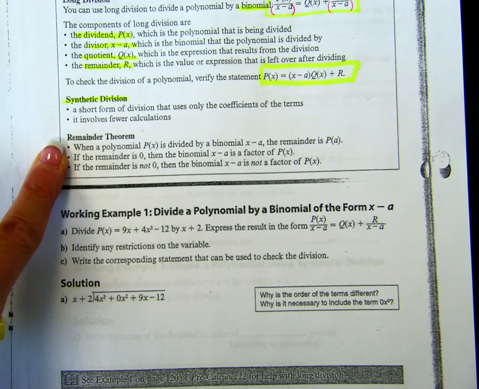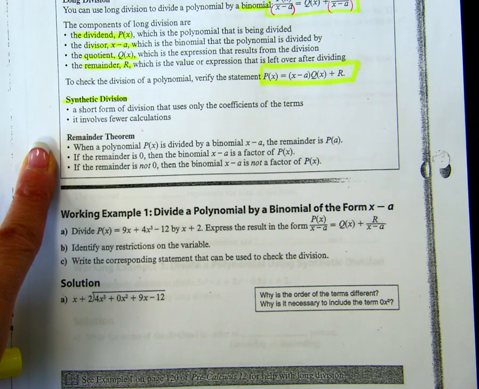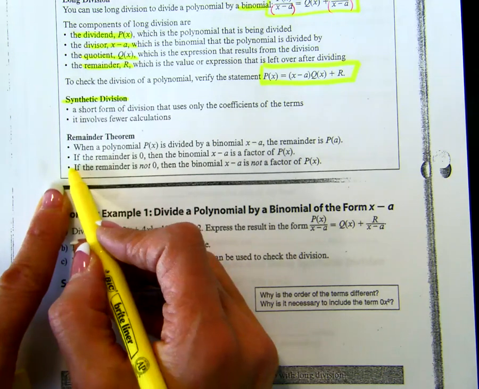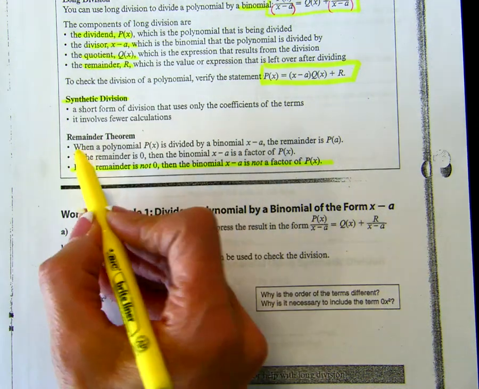And then we're going to talk about something called the remainder theorem, which is actually what I just said. If your remainder is 0, it means that you found a factor. And actually, the logic goes both ways. If you found a factor, the remainder will be 0. And the opposite, if the remainder is not 0, then it's not a factor.